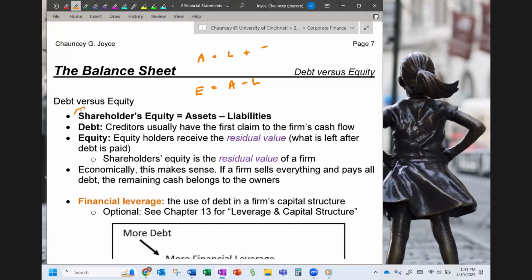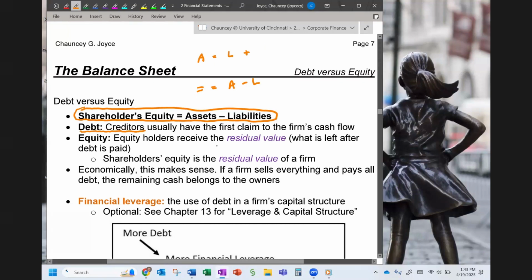Debt, that's a creditor. This came from a creditor, usually a bondholder or a loan, like a bank, something like that. Another word for debt is leverage or liability. Equity holders have residual value. Sometimes you hear it just called residual value, and it's known that that's identifying equity. And economically, this makes sense, like we just mentioned. If a firm sells everything and pays all the debt, the remaining cash would belong to the owners.